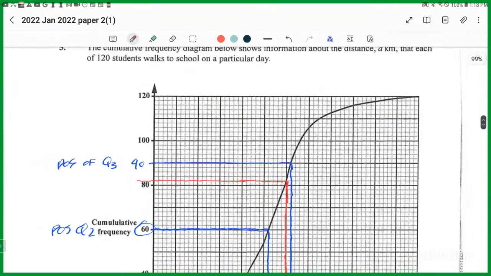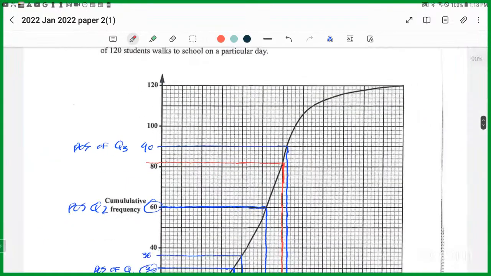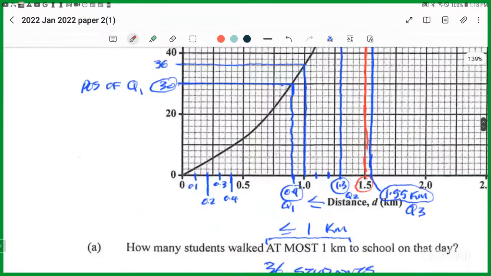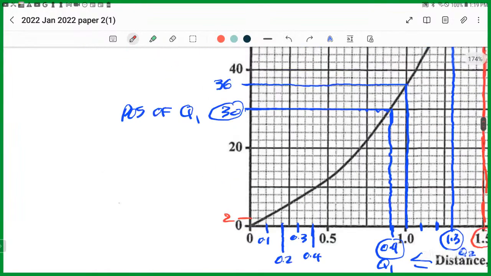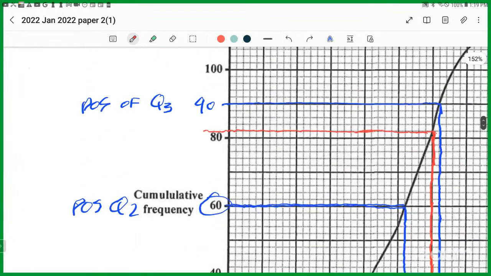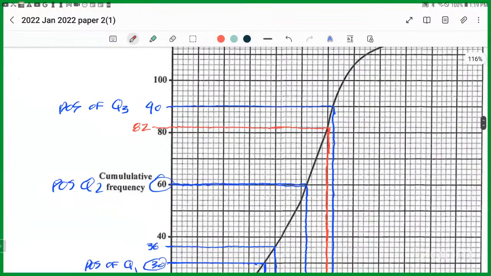What did we say? Every small line is what? Mark it down here so you know. So it's 20 divided by 10. Each small line is 2. You put it down here so you don't forget it sometimes. A little space is 2. So right up here, this is 82: 80 and one small space, that's 82. So 82 students walked less than or equal to 1.5.